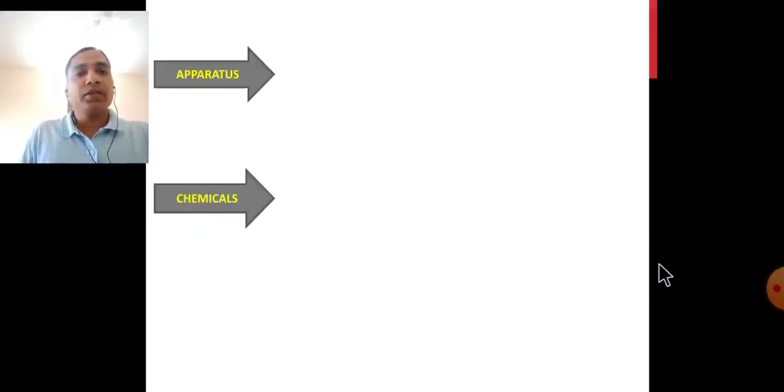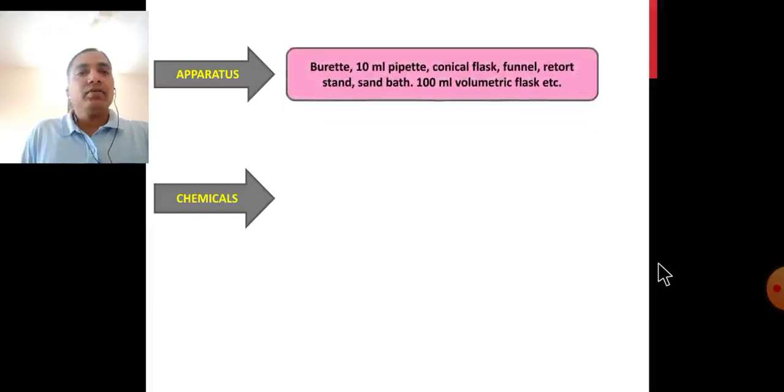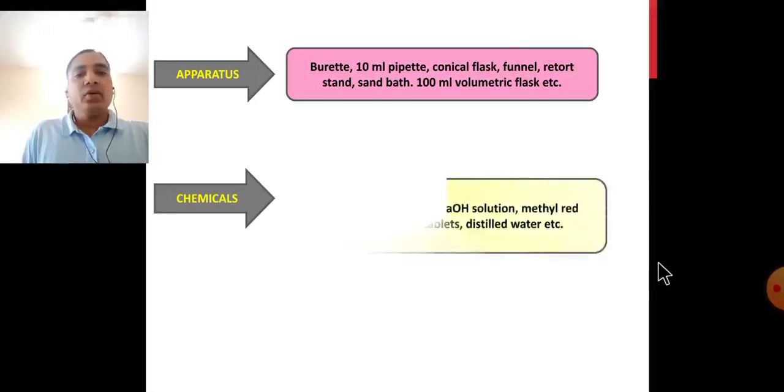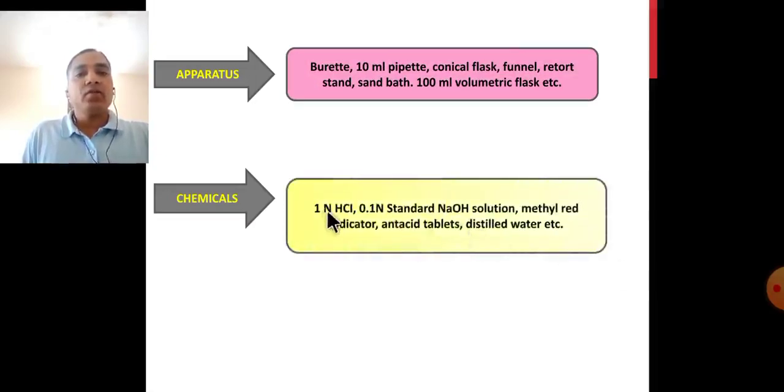Apparatus required for this experiment: burette, 10 ml pipette, conical flask, funnel, retort stand, sand bath, 100 ml volumetric flask, etc. Chemicals required: 1 normal HCl, 0.1 normal standard solution, methyl red indicator, or also phenolphthalein indicator, antacid tablet, distilled water.